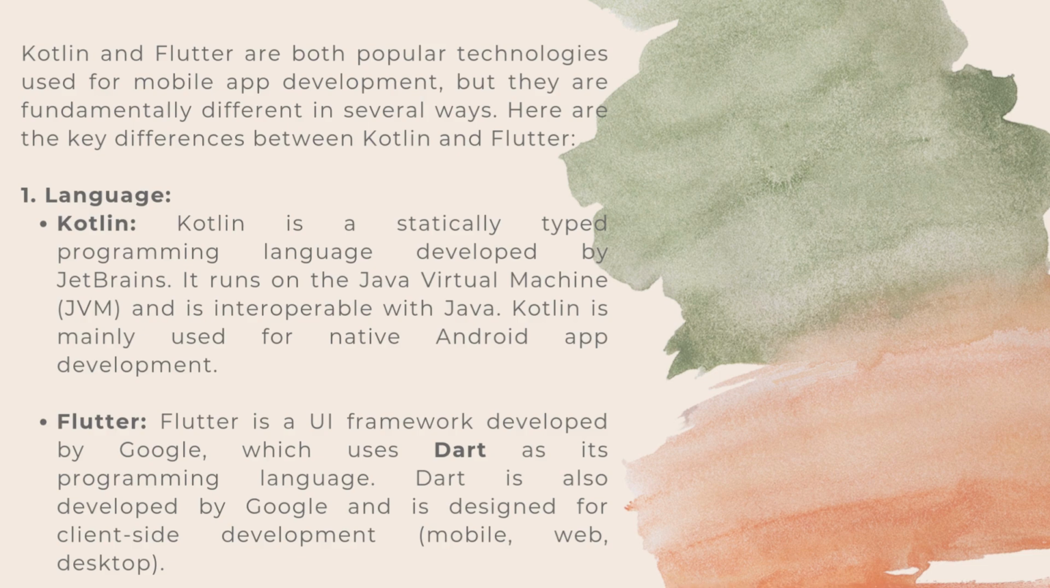1. Language. Kotlin is a statically typed programming language developed by JetBrains. It runs on the Java Virtual Machine (JVM) and is interoperable with Java. Kotlin is mainly used for native Android app development. Flutter is a UI framework developed by Google, which uses Dart as its programming language. Dart is also developed by Google and is designed for client-side development: mobile, web, desktop.